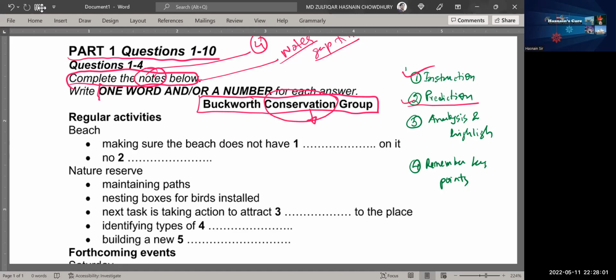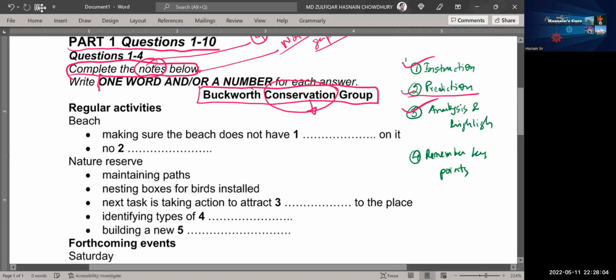All right. And after that, number 3 is analysis and highlights. This is very, very important strategy. Before you actually hear the audio, you will be given 1 minute time. Within this 1 minute time, you will have to analyze the questions. So here, after the subheadings, regular activities. What are the regular activities? They say on the beach.